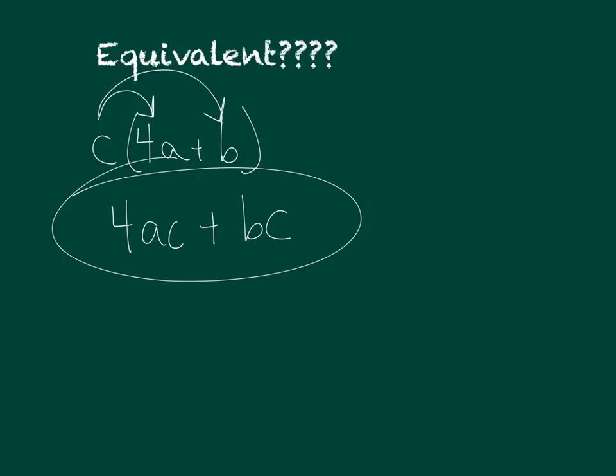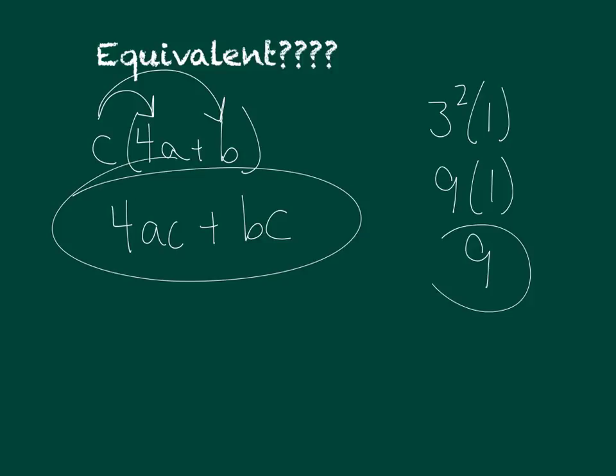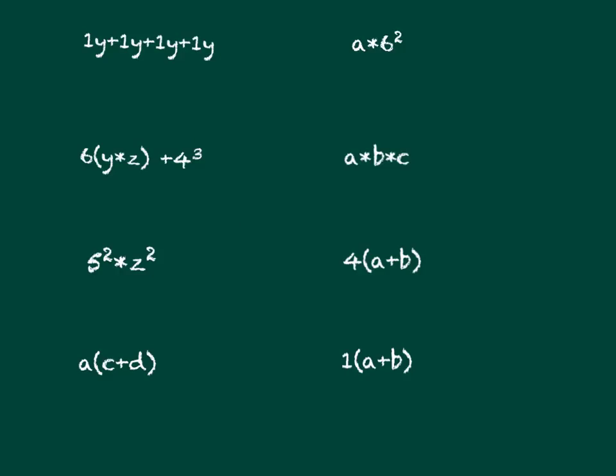So if we look at the next one, which is 3 squared times 1, we can simplify this, and 3 squared is 3 times 3, which is 9, times 1, which is 9. And so the equivalent expression to 3 squared times 1 is 9. So for our next one, we have 1y plus 1y plus 1y plus 1y, and that gives us 4y, and that is going to be our equivalent expression.